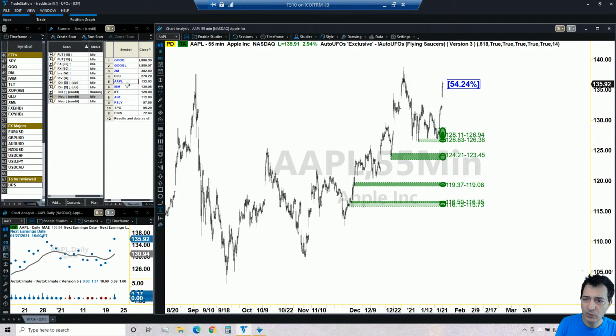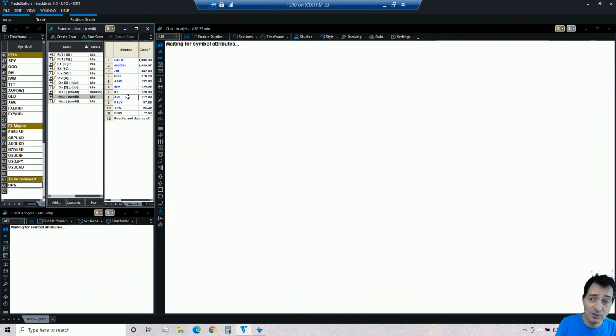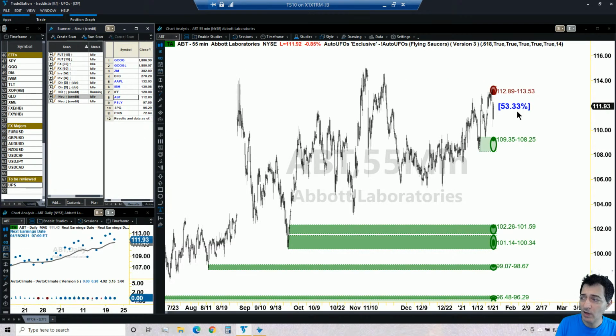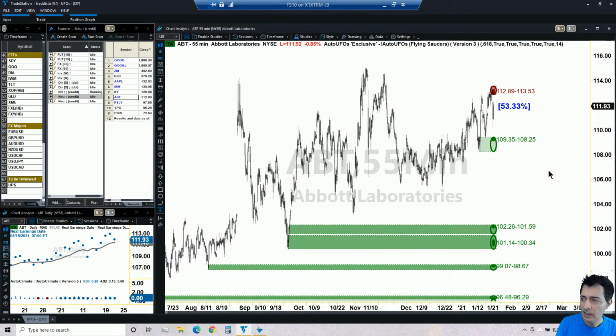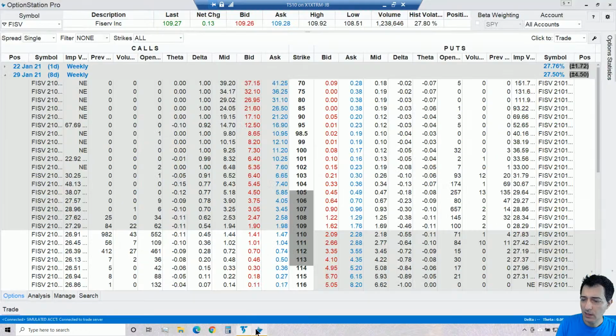So I'm just going to move to, well, earlier we talked about Abbott. So let's look at Abbott. Abbott has the right probability, multiple UFOs, earnings in April. So you could go ahead and do a neutral trade, looking at those UFOs here and selling options below 100. Okay, so let's do it very quickly. So Abbott.